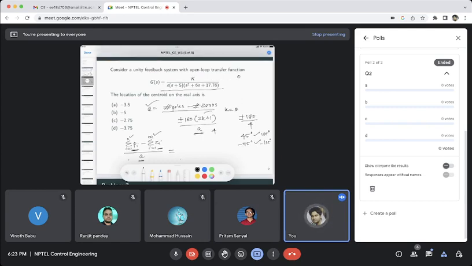One is at 0, one is at minus 5, and this is the complex conjugate pole. They are located at minus 3 plus minus j 2.96. You can just verify this. These are the poles.